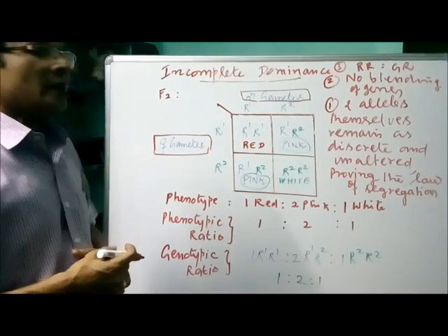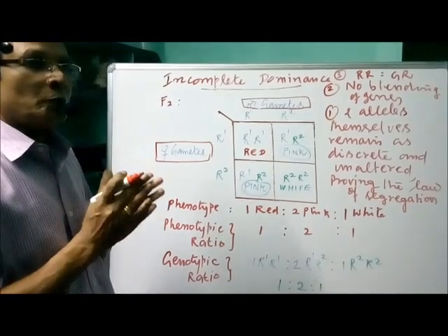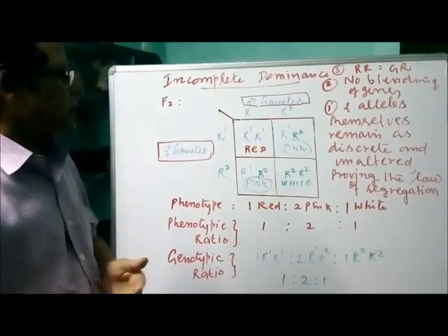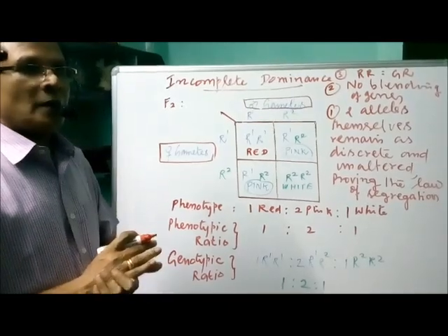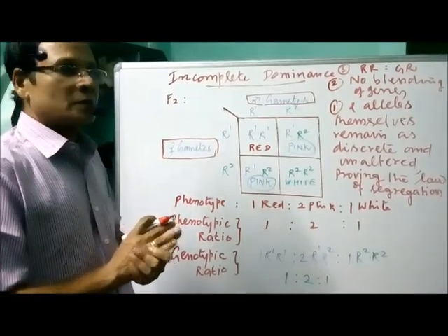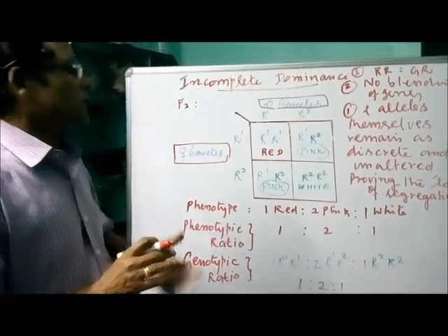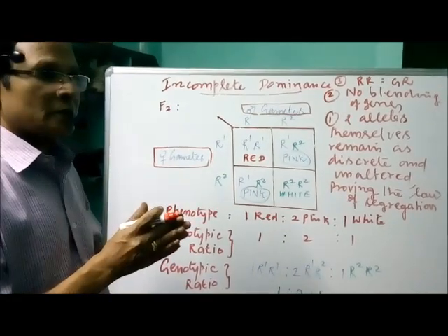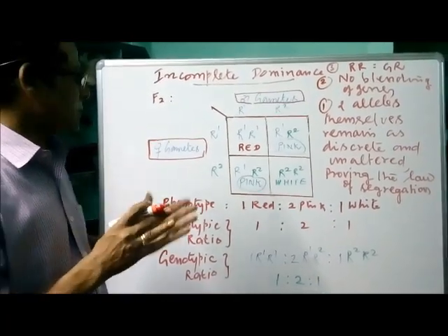Suppose blending had taken place. Then the two pure varieties would not have appeared in the F2 generation. If blending had taken place, the two pure breeding parent plants would not have appeared, and all the F2 plants would have only pink color. So because of that, we can say that there is no blending.